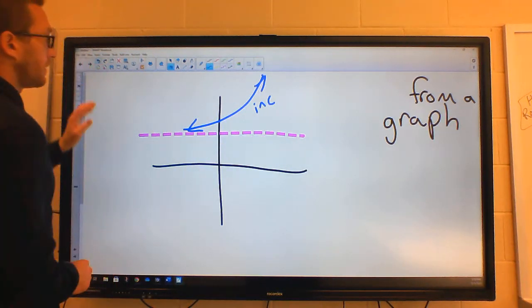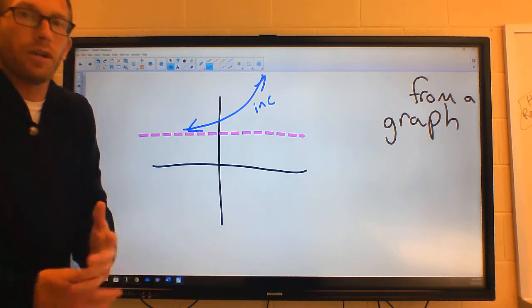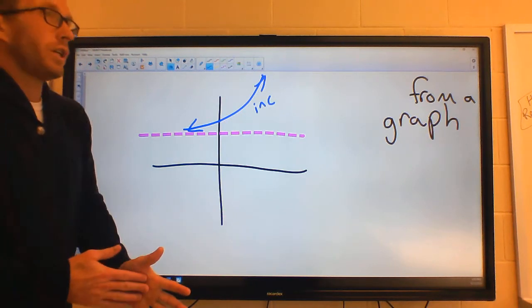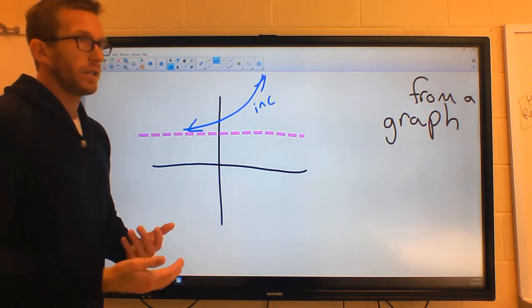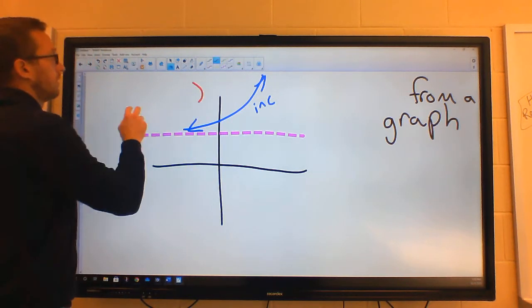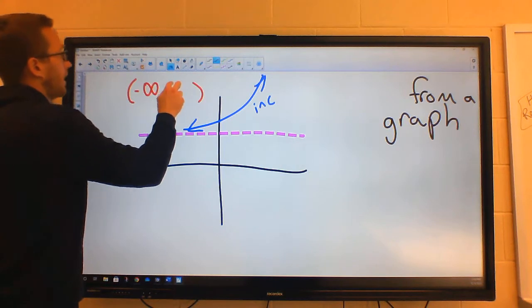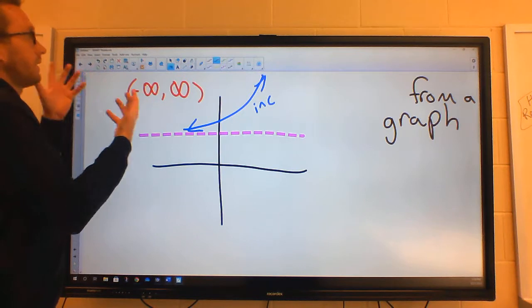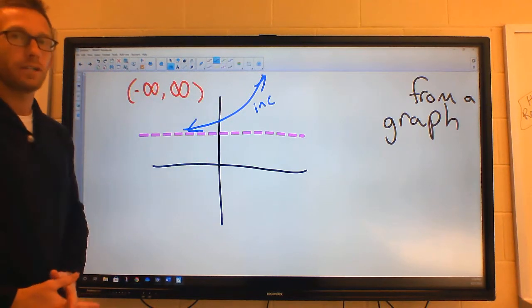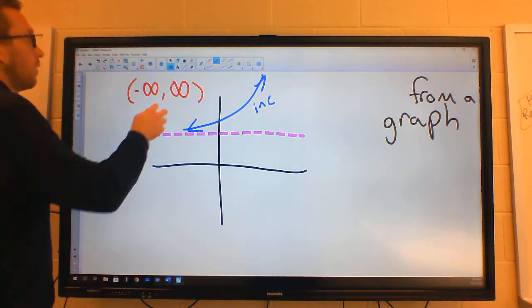So when we ask you where is it decreasing, it's never decreasing. There is no region in which it's decreasing. If we ask you where is it increasing, we're probably going to ask you in interval notation, and this is how we write always, or every number. For every number, here is the domain for which it is increasing. Does that make sense? That's how we're writing that.